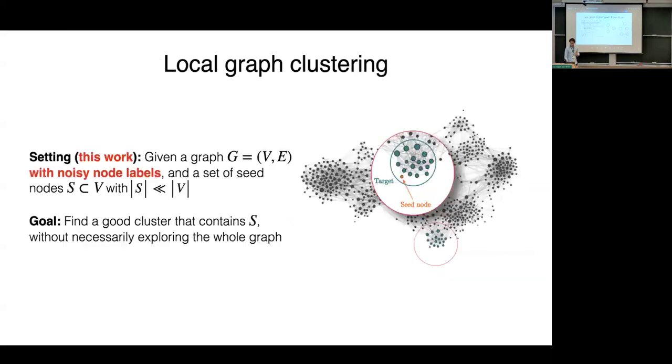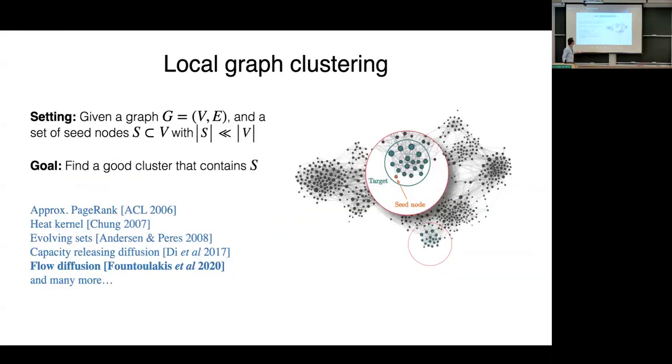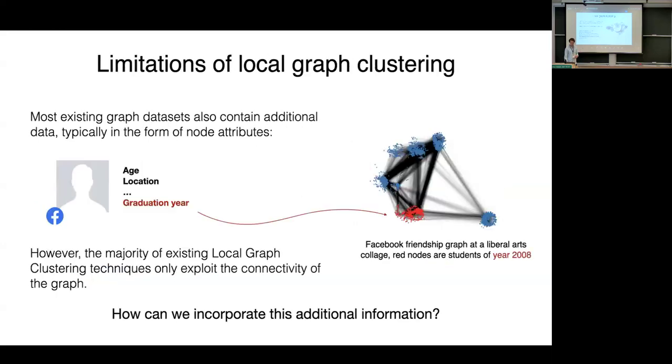So one thing that I forgot to mention is that among all these different techniques here, the one that we'll be focusing on particularly for at least this presentation and the majority of our work is called flow diffusion, and we're going to go over it. But keep in mind that the same technique could also be applied to other local graph clustering techniques, and in fact, we do so in the appendix, and we also show that it works.